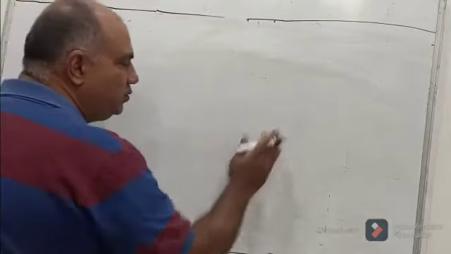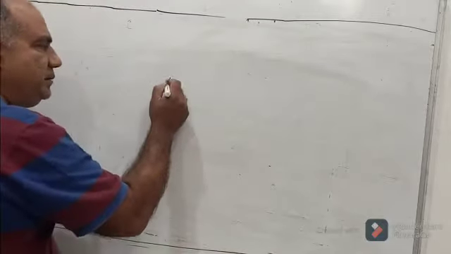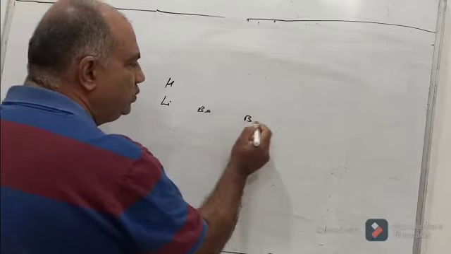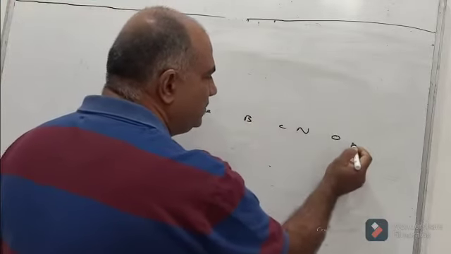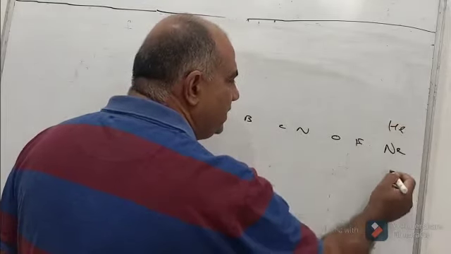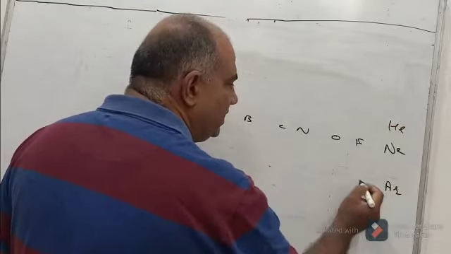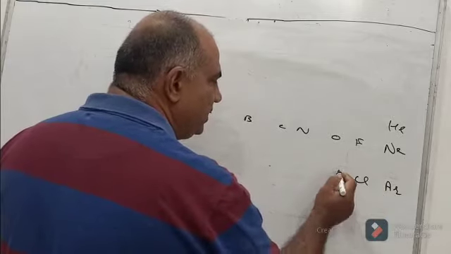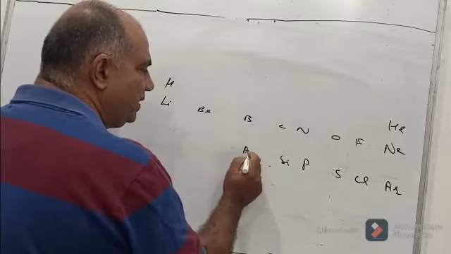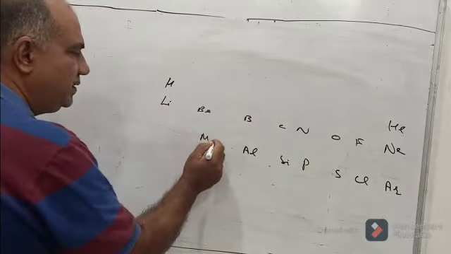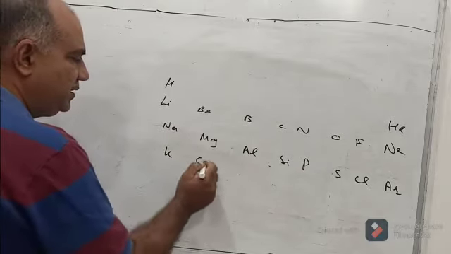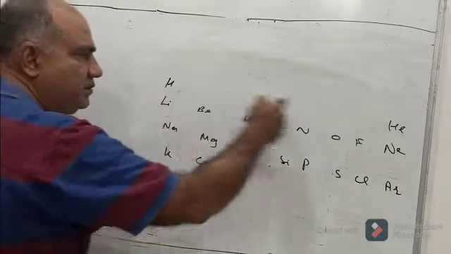So for you, I will first write the first 20 elements. Hydrogen, helium, lithium, beryllium, then boron, carbon, nitrogen, oxygen, fluorine, and neon. Then sodium, magnesium, aluminium, silicon, phosphorus, sulfur, chlorine, and argon, then potassium and calcium. These are the first 20 elements. Atomic number is 1, 2, and so on.